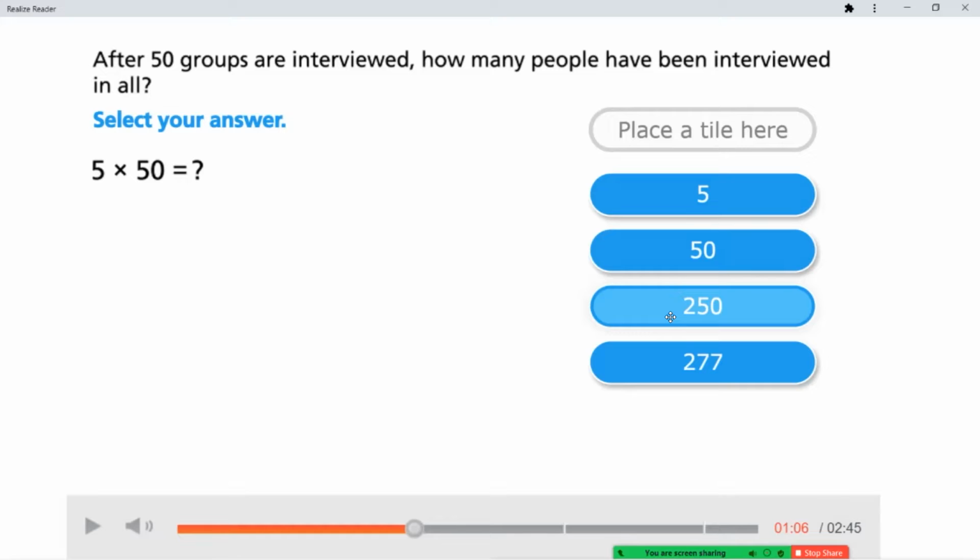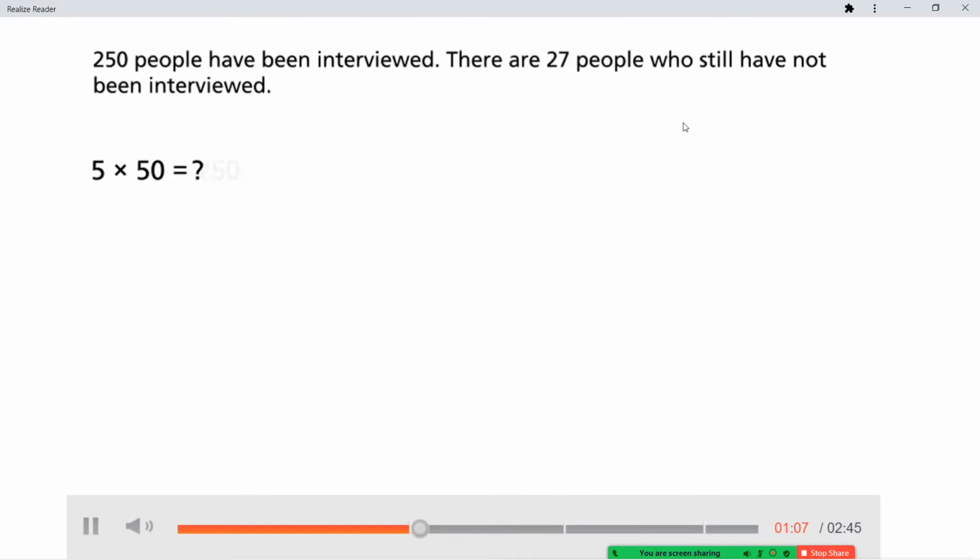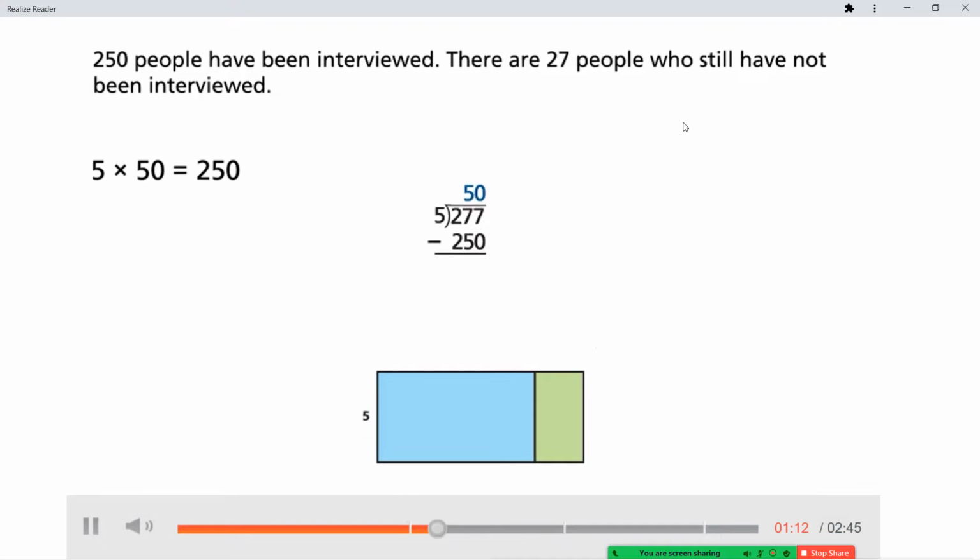So here, remember your basic facts. So do 5 times 5 first. So 5 times 5 groups of 10. We know 5 times 5 is 25. The 25 groups of 10 is 250. 250 people have been interviewed. There are 27 people who still have not been interviewed.